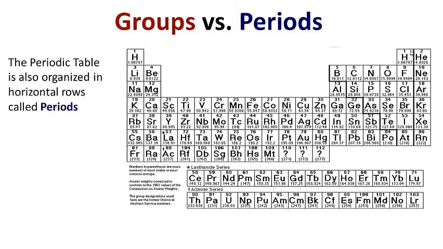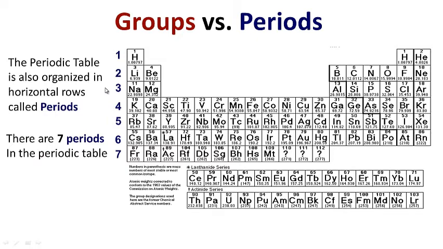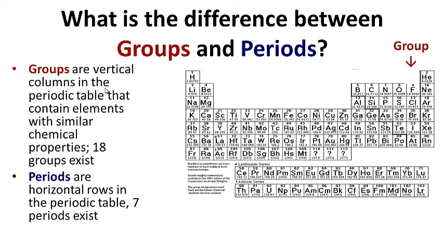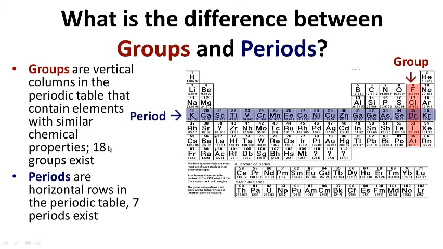You may also have noticed that there are horizontal rows on the periodic table. We call these horizontal rows periods. There are 7 periods in the periodic table. So what is the difference between groups and periods? Go ahead and pause this while you write. Question on the left-hand side, answer on the right-hand side. I'm going to move on here.